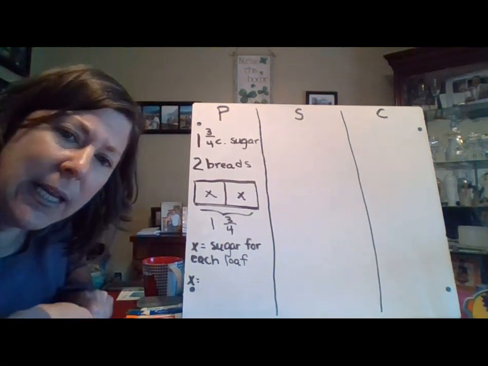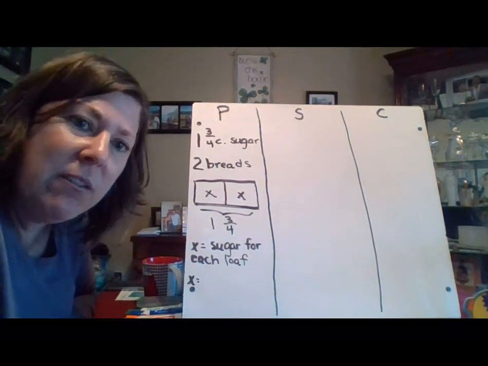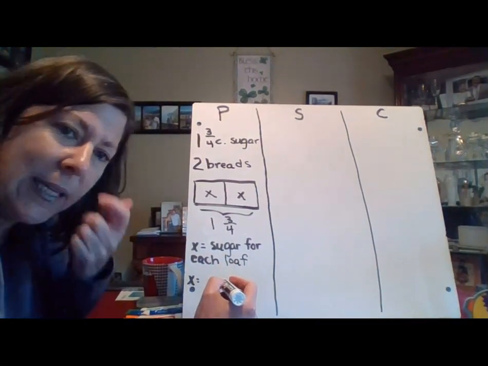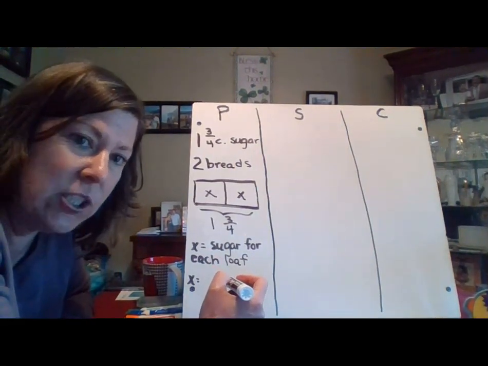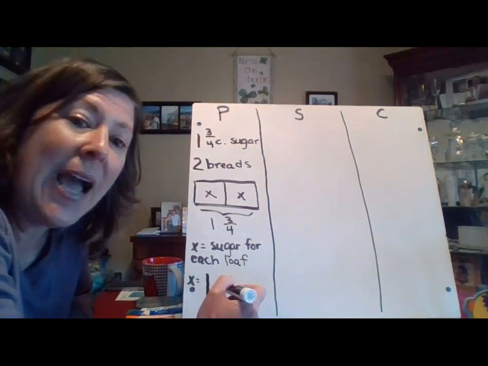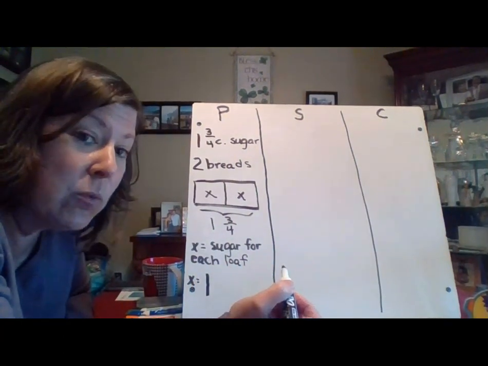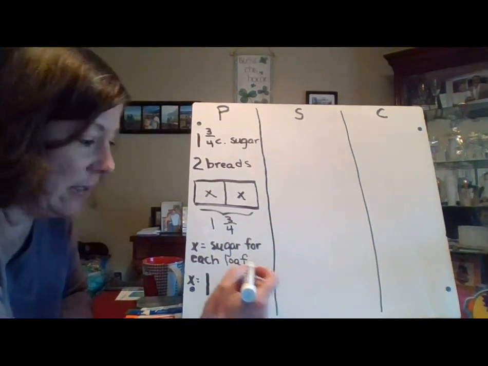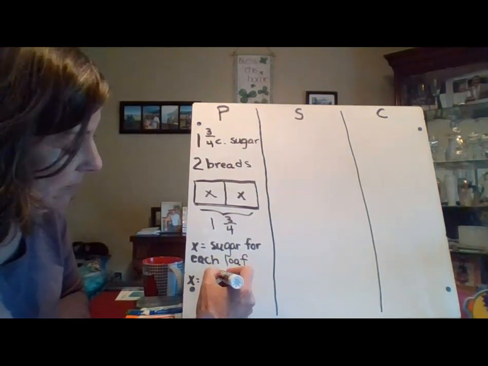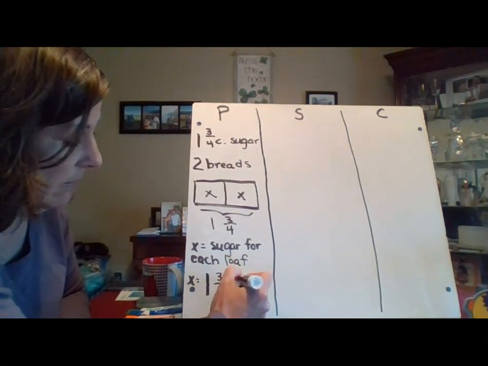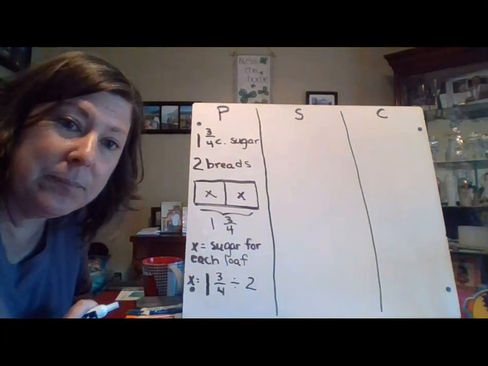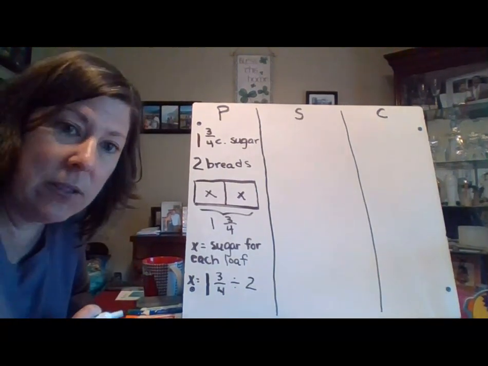Now, the operation that I'm doing is I'm dividing. I'm dividing the sugar up. But guess what? You're probably thinking, we haven't learned how to divide fractions yet. And no, you haven't. That's a 5th grade skill. However, we have other tools we can use to get to the bottom of this answer. So X is equal to 1 3/4 divided by 2. So I'm going to use models to solve this problem.